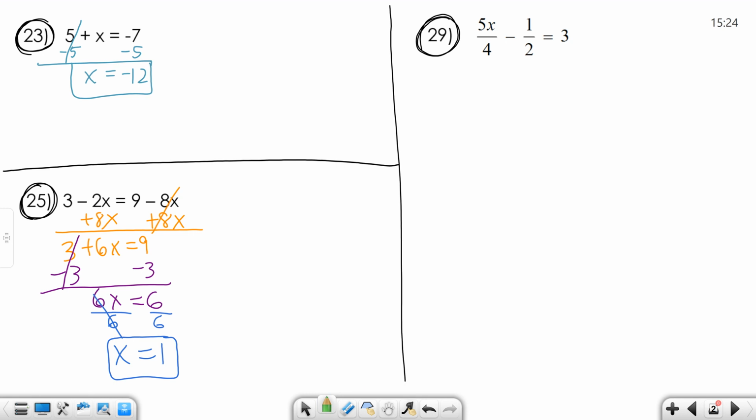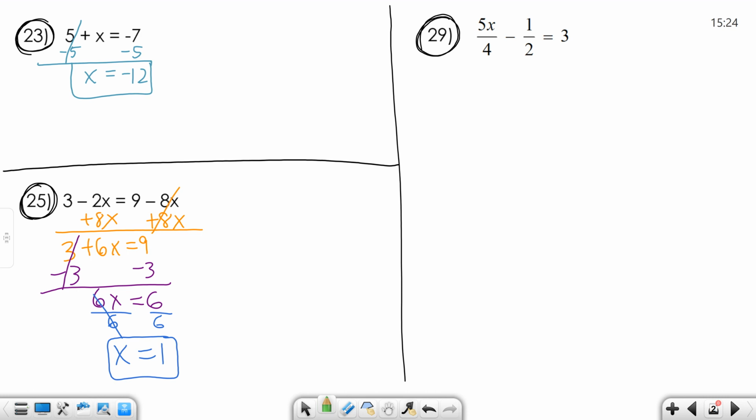But you could get to that answer a variety of ways correctly. Okay? So if you did it a different way, that's fine, if you got x equals 1 anyway. All right? Or most likely fine. 5x over 4 minus 1/2 equals 6. So this one, the ante is upped a little bit because we have fractions, right?